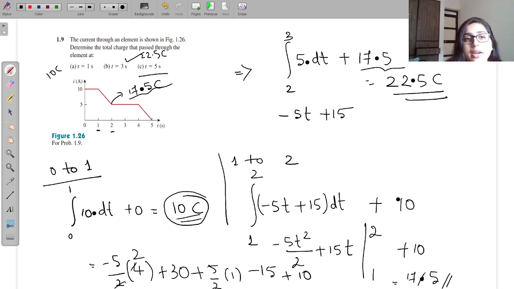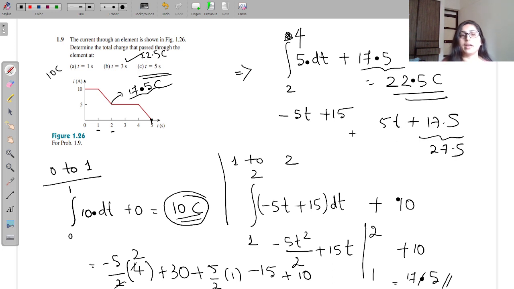Next, if I want to find out the charge at 5 seconds, that is from 0 to 5 now. Okay. So now this is 22.5 here, but I am going to use the previous value only, 17.5. I am taking this from 2 to 4. 2 to 4, 5t plus 17.5, this is 5 times 4 minus 2, which is 2, 5 times 2 is 10, so it is 27.5. So at this particular point it is 27.5.